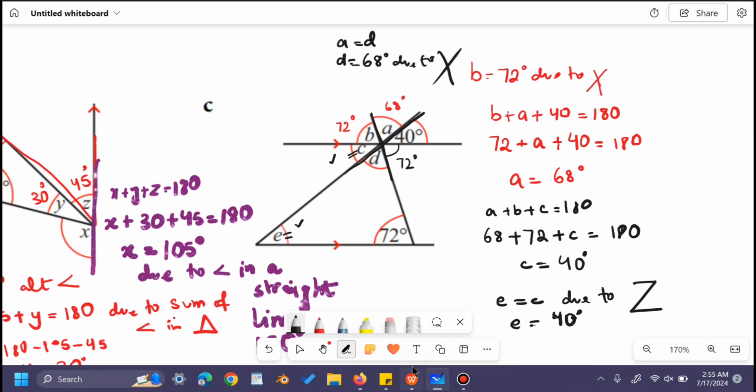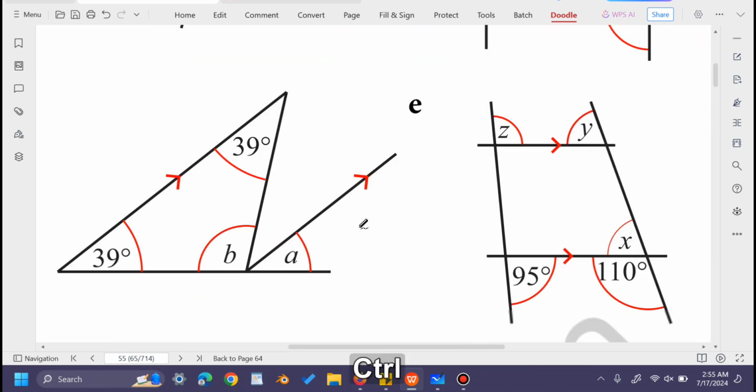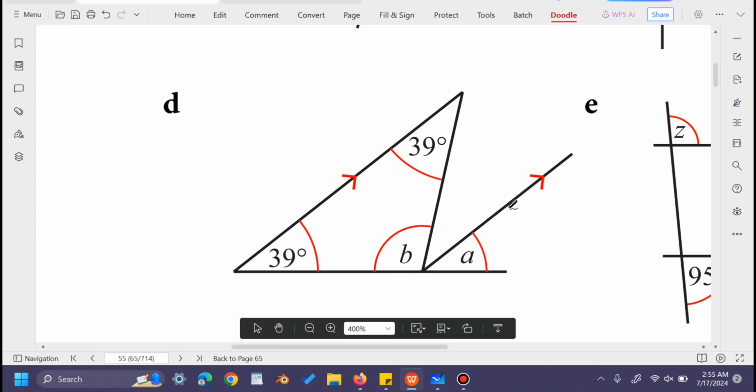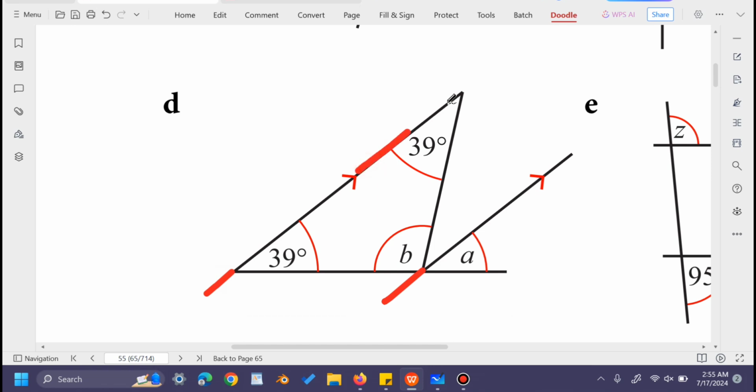Okay. After that, we have this d part. Look at this d part. We have this b 39 a. Okay. Now we also have these parallel lines. Now the parallel lines we can also extend for better understanding. Now we can see that this angle is making our Z angle. This angle is our Z angle, right?